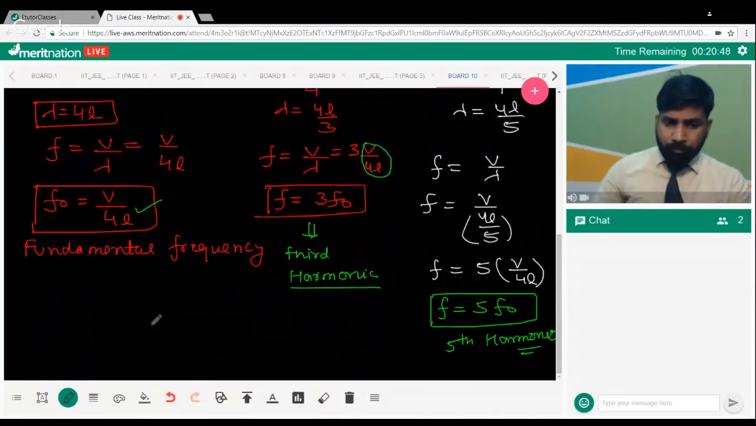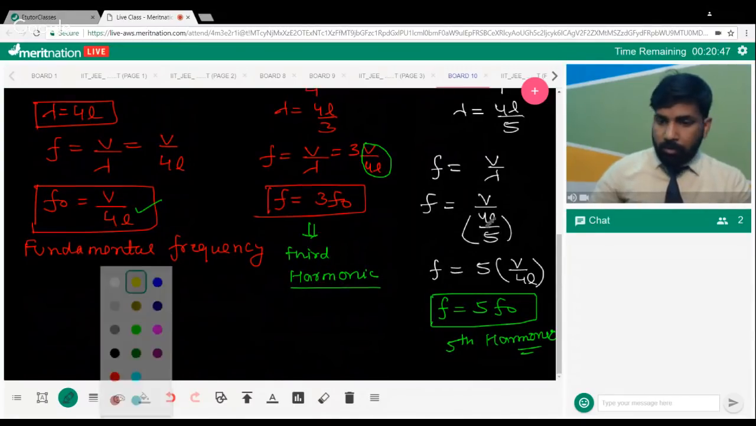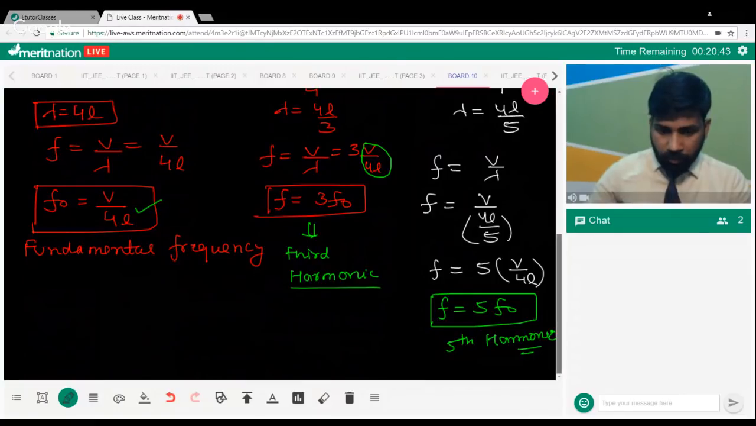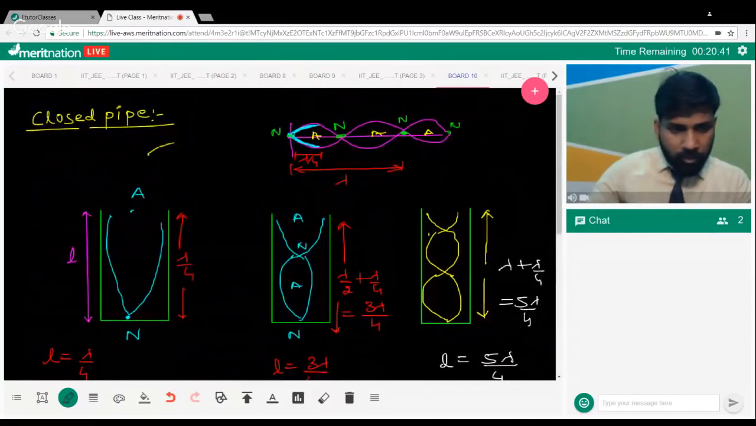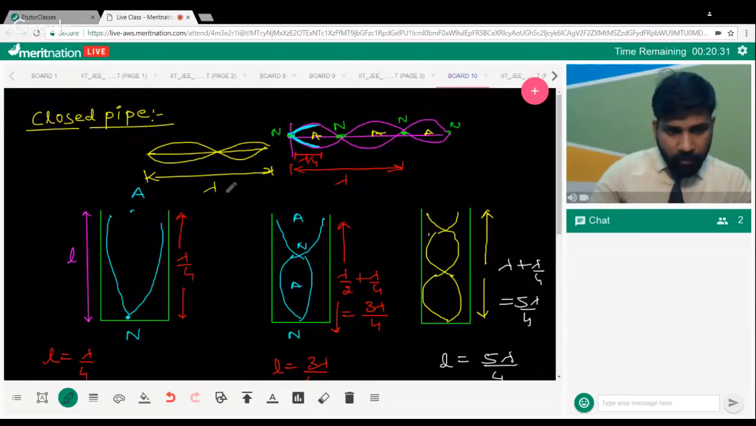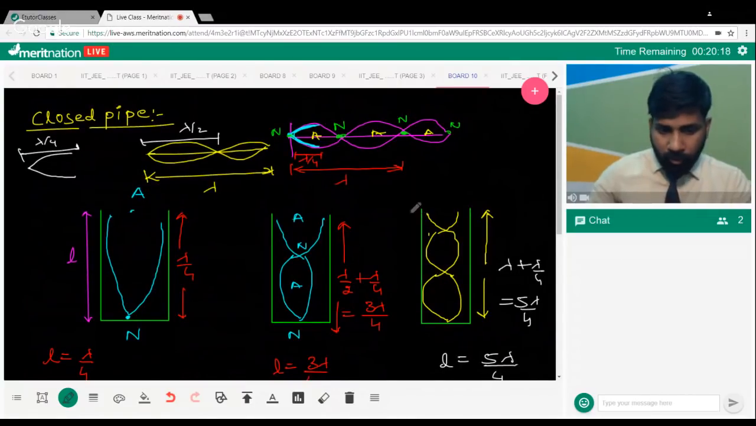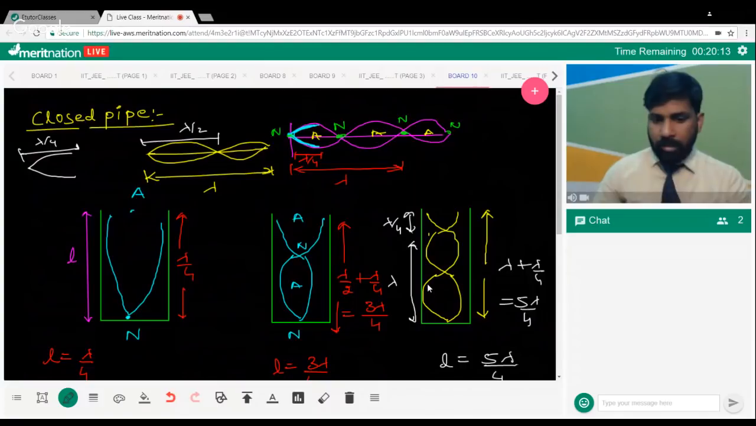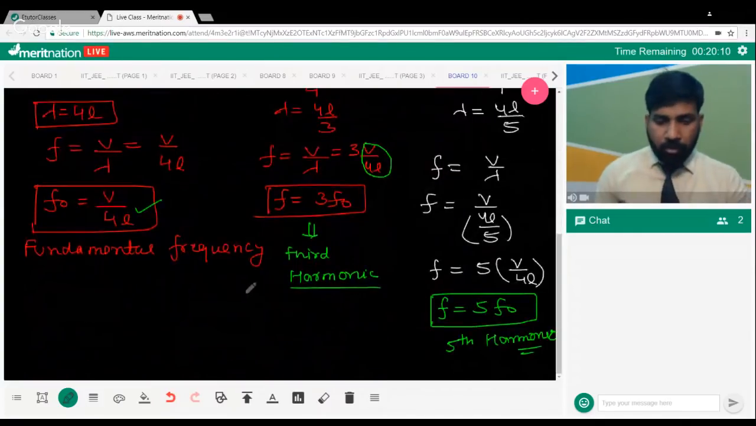So students, some of the students are asking how I am writing lambda here. Let me tell you, see here. This is a complete wave, one complete cycle. This is lambda. For half, this is lambda by 2. And this is half of lambda by 2, so this is lambda by 4. This is one complete cycle, this is lambda. That's why lambda plus lambda by 4. So this is our fifth harmonic.